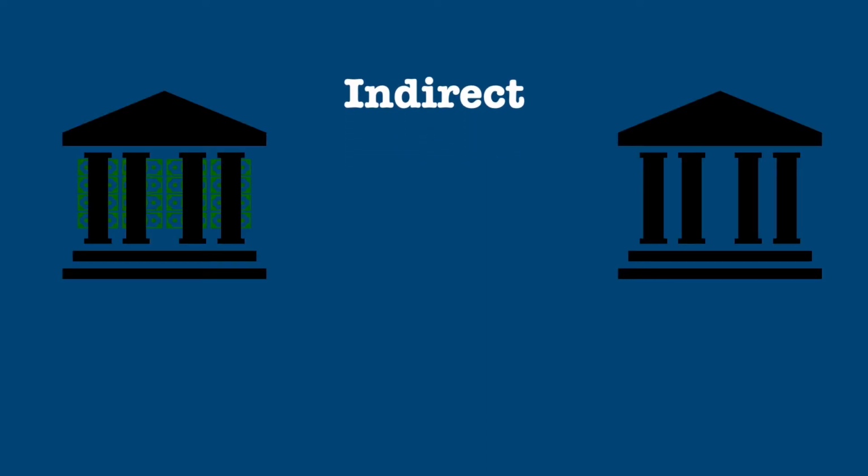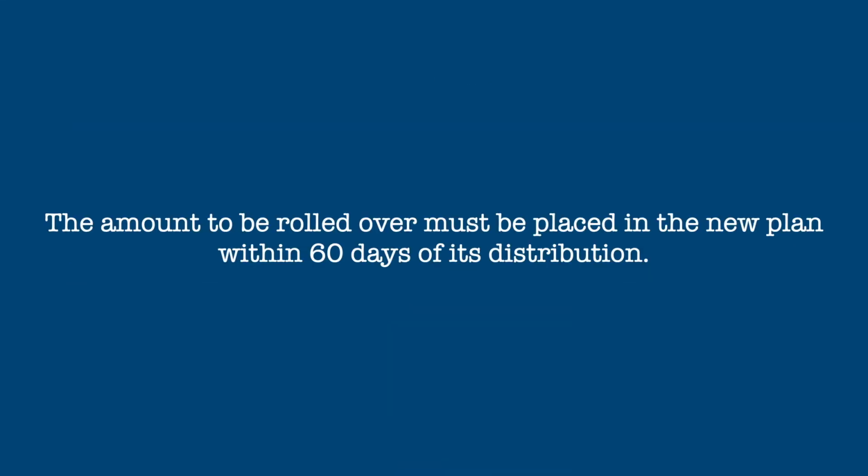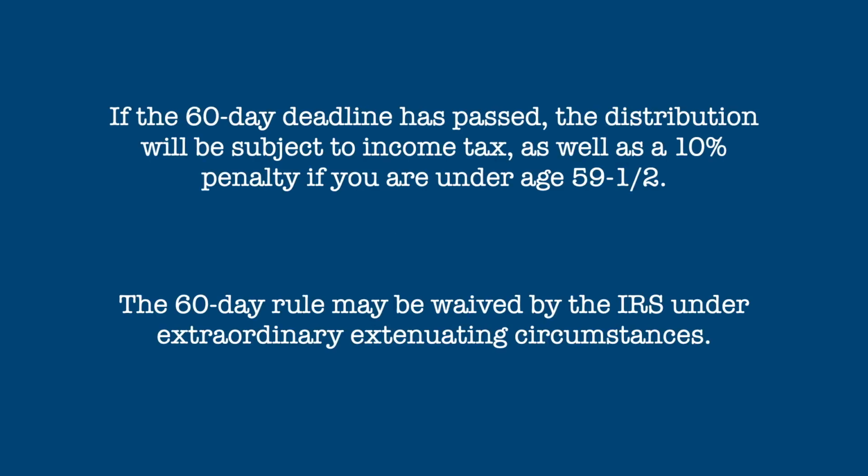Indirect rollovers are more complex and have to be executed very carefully to avoid potential taxes and penalties. With an indirect rollover, the funds pass to you first, then it's up to you to deposit the funds into an IRA or other tax-advantaged account, for example, the 401k plan of a new employer. This amount must be placed in the new plan within 60 days of its distribution.